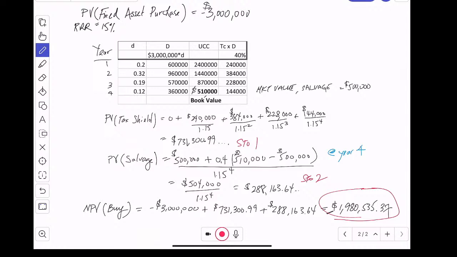Any questions so far? So buying will cost negative $2 million. We have to make sure that it's worth buying. Let's do the other alternative. The other alternative is to lease. If it's less, then we'll be more inclined to the lease. And that is what's going to happen. So we begin with the evaluation of the lease option.